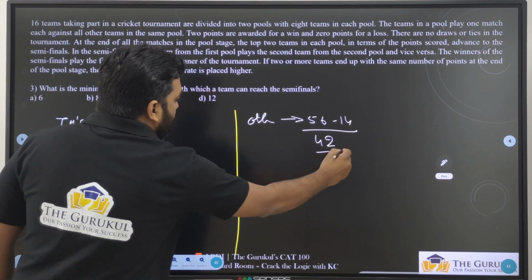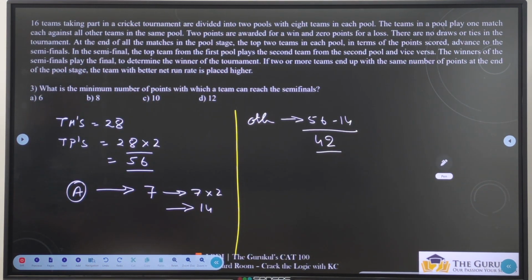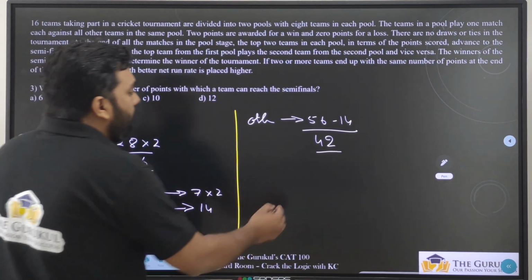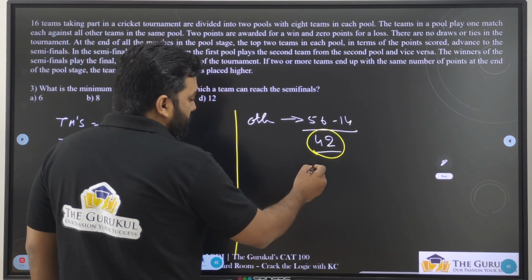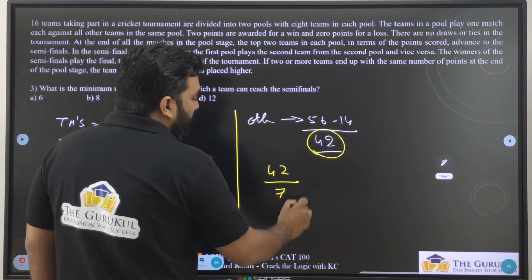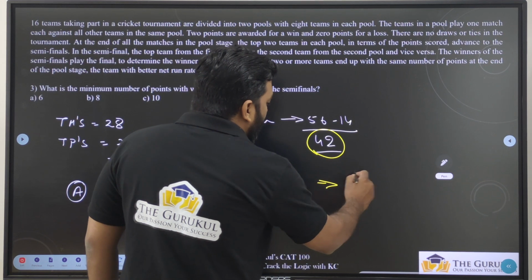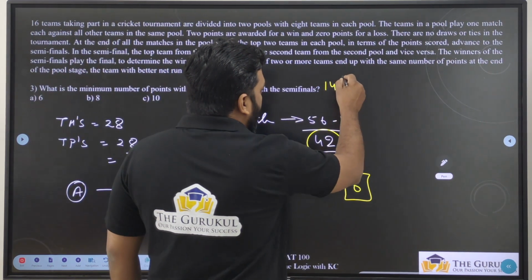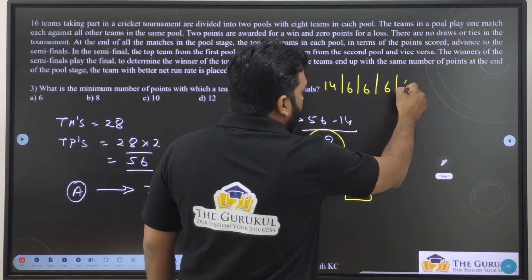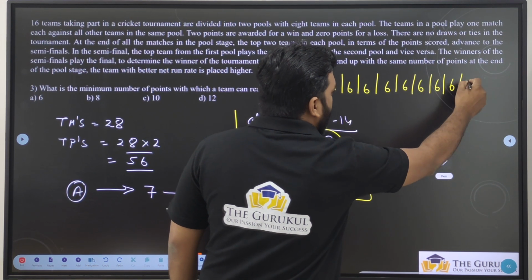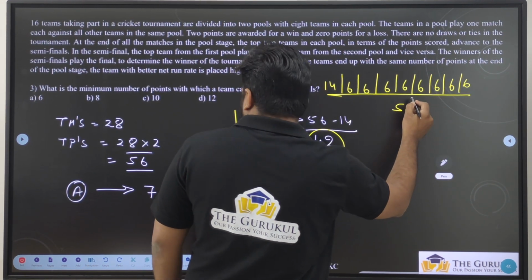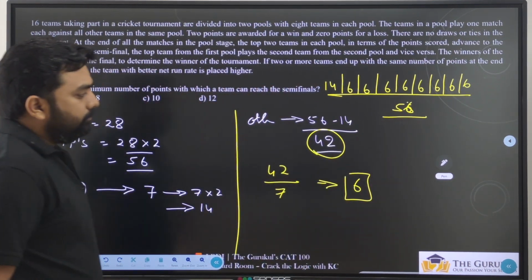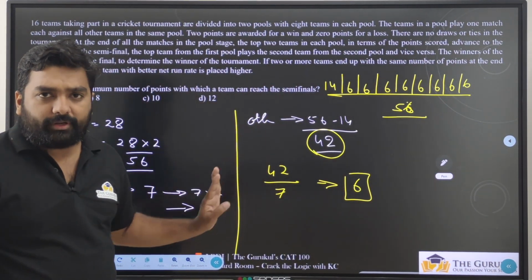If A is getting 14 points, then other teams should get 56 minus 14 points, which is 42 points. Now who should get those 42 points? All the other teams in this pool should sum up to 42 points. Now can I divide all these 42 points between 7 teams? If all the 42 points are divided between 7 teams, each team will be getting 6 points. So one team A got 14 points and then 6, 6, 6, 6, 6, 6, 6. Total 56 points are done. Everyone is okay with this? They can get, right? There is a possibility for that.